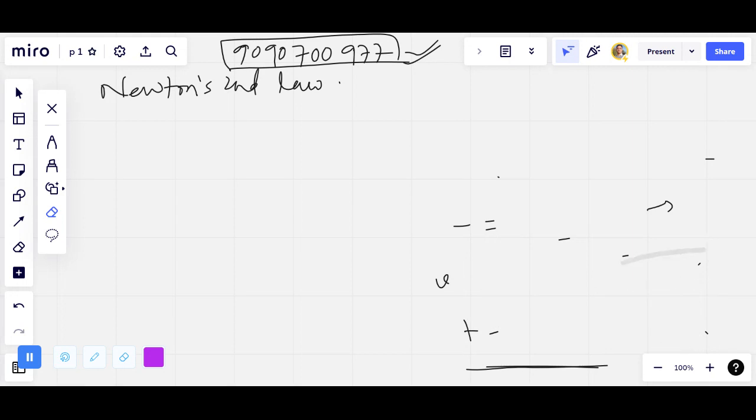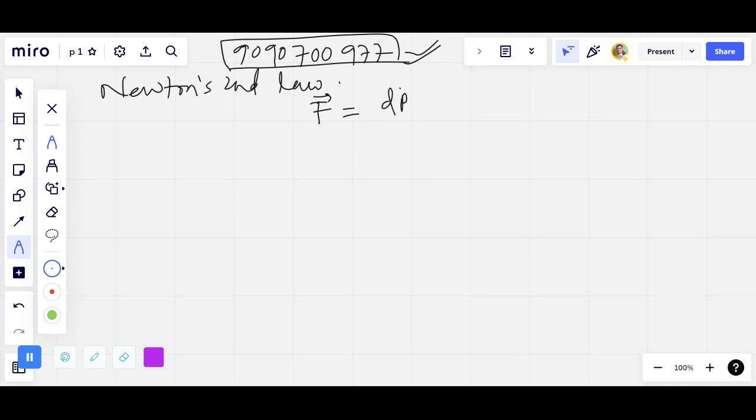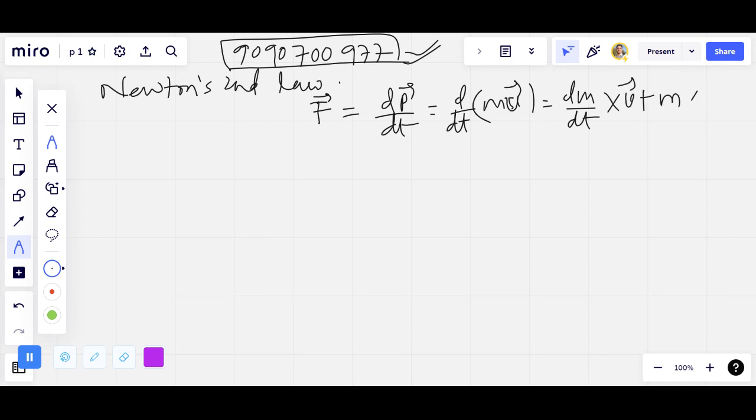Let me make a chart so that you can understand once again. What we generally do in Newton's second law of motion: force is equal to the rate of change of momentum, dp by dt. So I'm making it d by dt of mass into velocity, but I can make it two-way, that is dm by dt into velocity plus m into dv by dt. So it can be differentiated into two things.